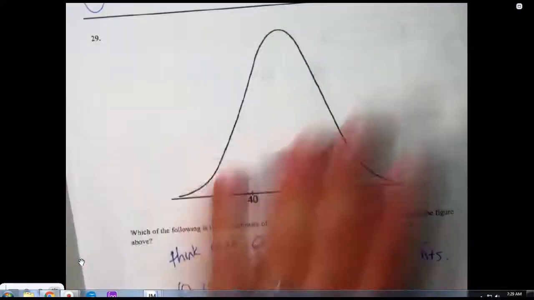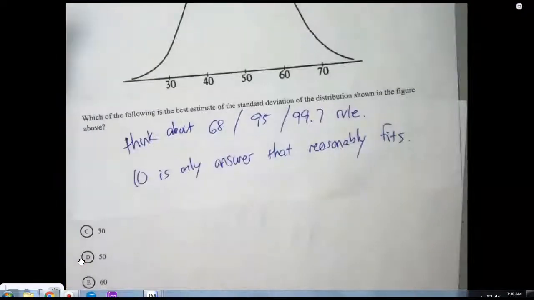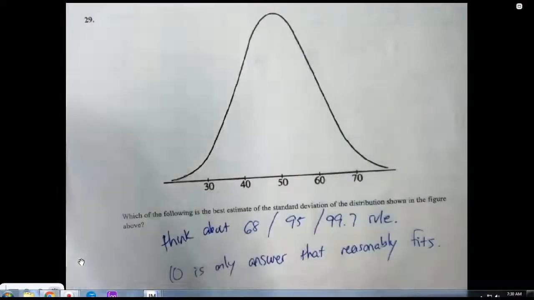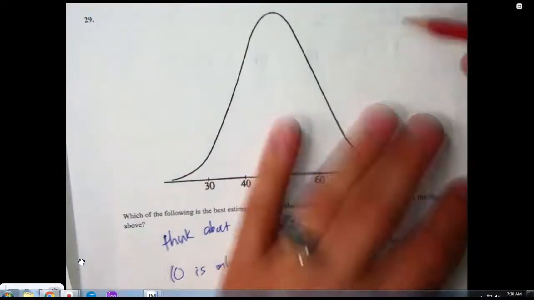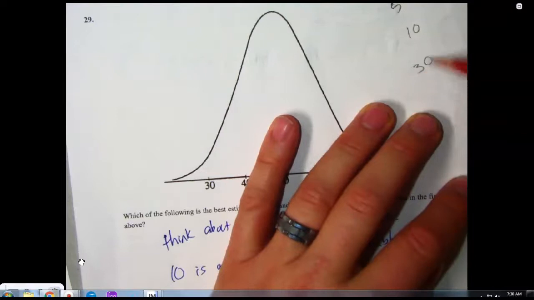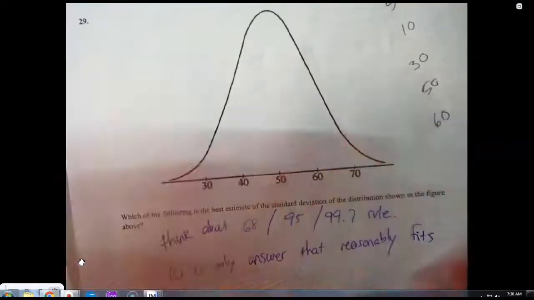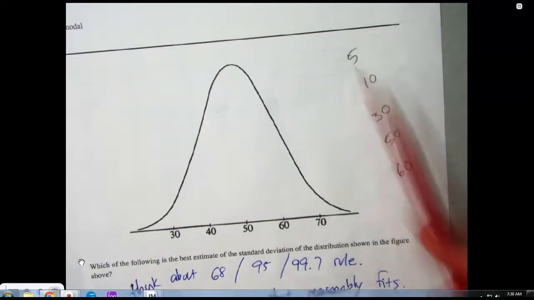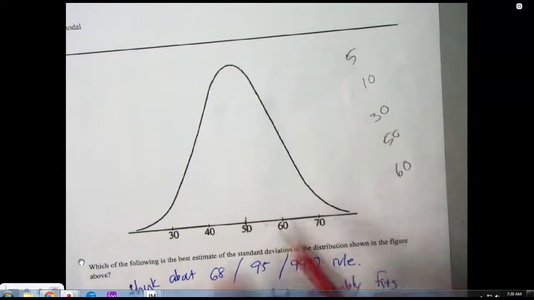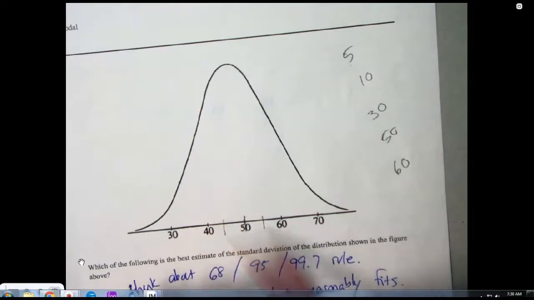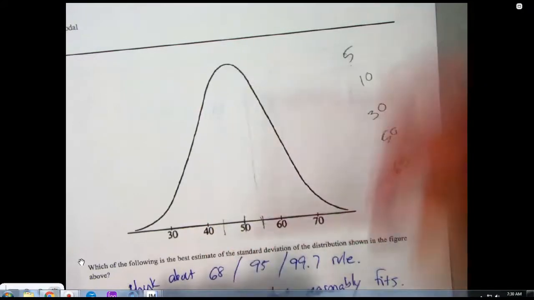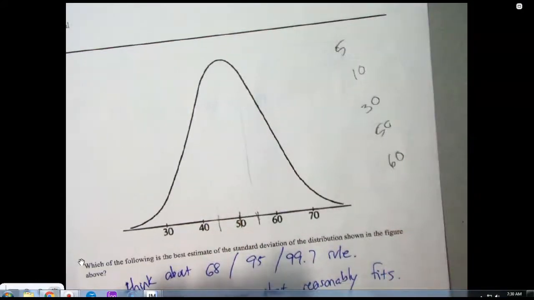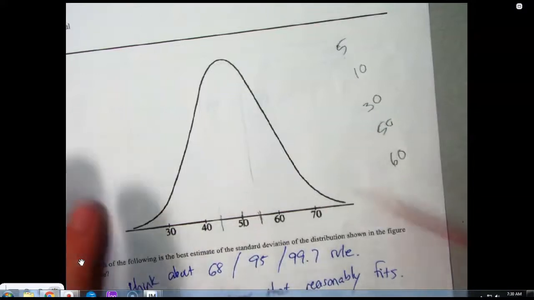29. So 29 and 30 are similar. They give you a curve and they tell you which of these is the best for the standard deviation. So your options are on the next page. So it's like 5, 10, 30, 50, 60. So if I just start thinking through, okay, what if the standard deviation was 5? The middle is 55. That would mean if I go one standard deviation each way, I'm supposed to have 68% of the data. And it looks a little light, but I'm not quite convinced yet.